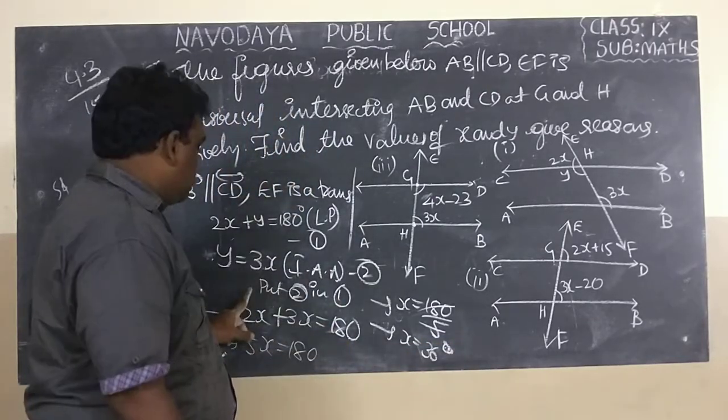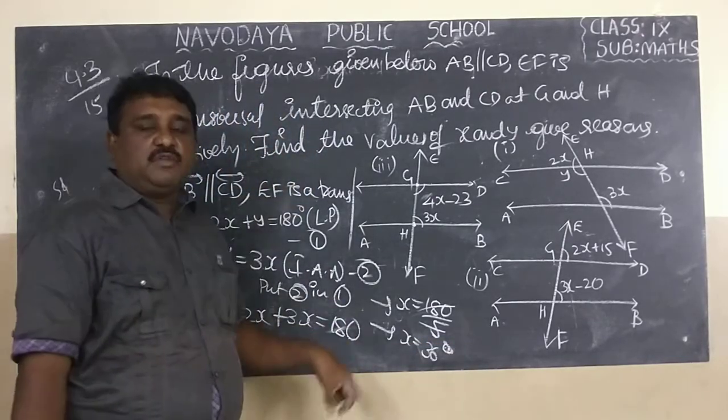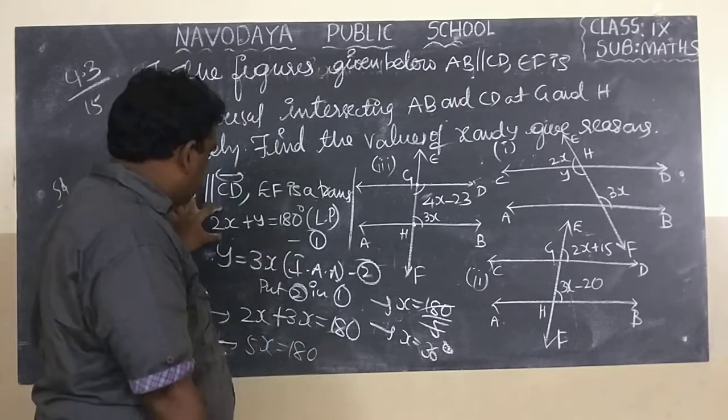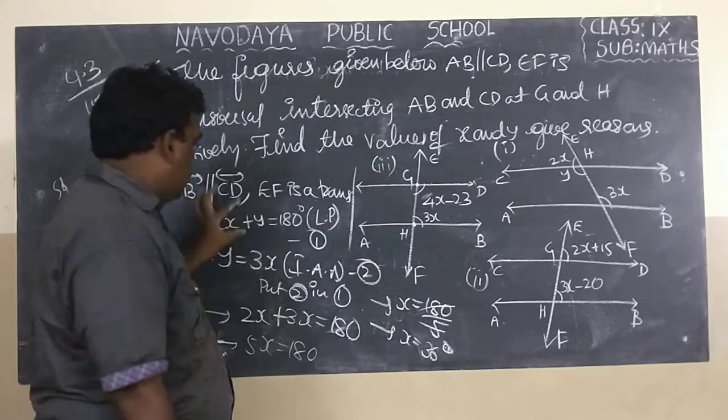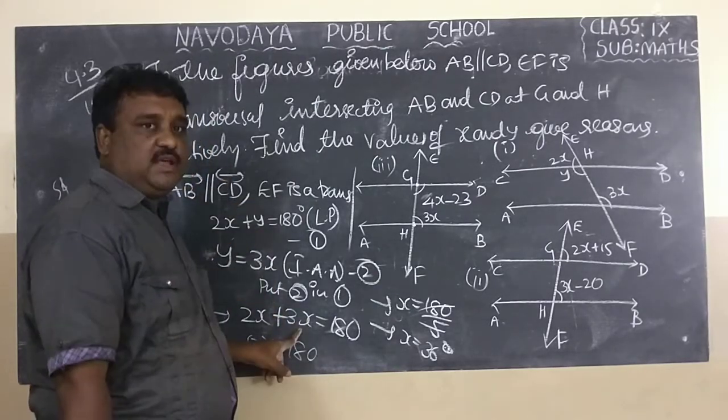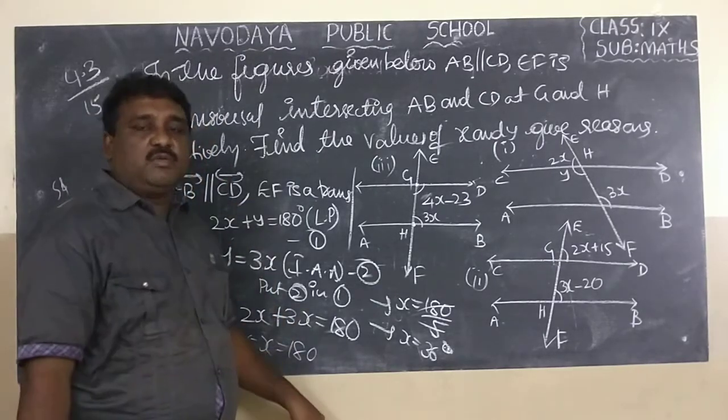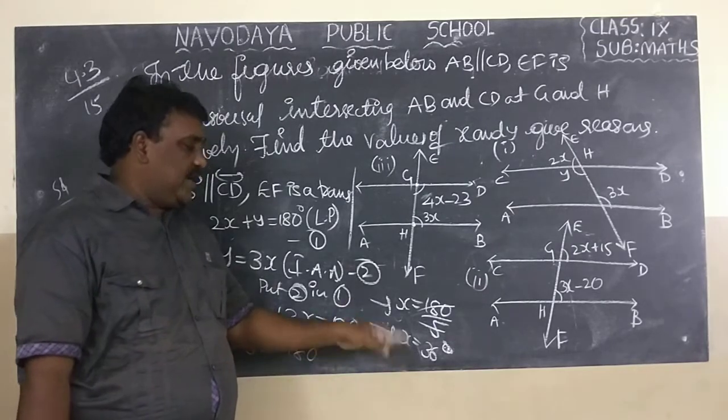Okay now. Substitute equation 2 in equation 1. What do we get? What is equation 1? 2x. What is equation 2? y value is 3x. So y is replaced by 3x. Totally 5x equal to 180. x equal to 180 by 5, 36.